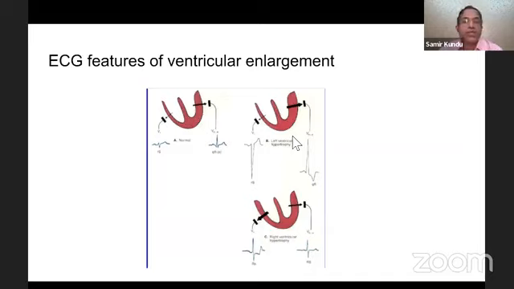ECG features of ventricular enlargement. This is the normal ventricles, right ventricle and left ventricle. In ventricular hypertrophy, for left ventricular hypertrophy, we search for a tall R wave in the left precordial leads, especially V5 and V6, and look for a deep S wave in the right precordial leads, V1 and V2. In case of right ventricular hypertrophy, this is the mirror image, just opposite. We search for a tall R wave in the right precordial leads and a deep S wave in the left precordial leads.